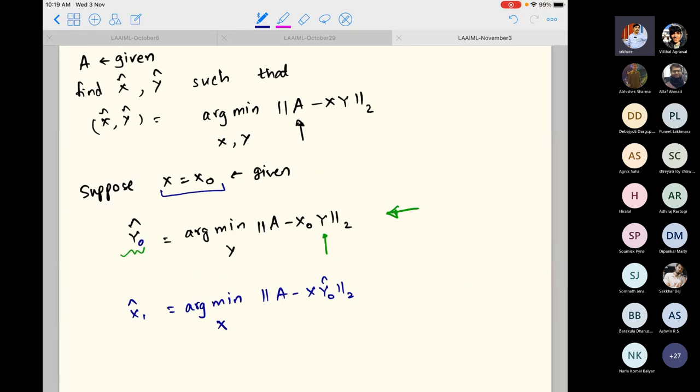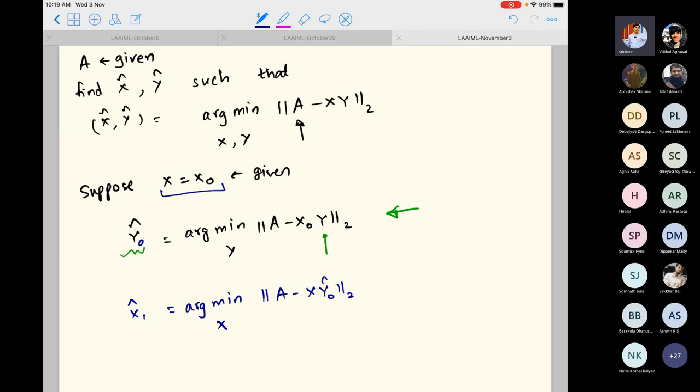So what did I do? I think of x as equal to x naught. One decision variable is initialized and I solve the problem with the second decision variable alone. Why am I doing that? Because solving the problem with only one decision variable is really very easy for me. It's just a least squares problem. And then I will alternate between these decision variables.